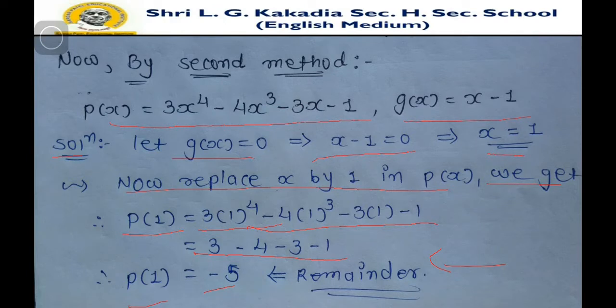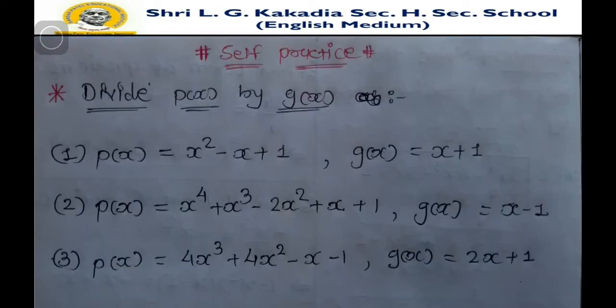Here are some examples for your self practice: divide p of x by g of x. Here p of x and g of x are given, and you can use both methods. Go with our division algorithm, and also find the remainder by the direct process.